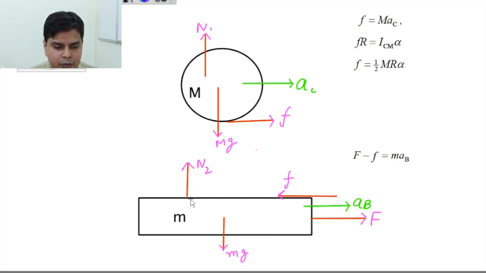Now coming to the equation of the block. What are the horizontal forces acting on the block? Capital F is the force acting in right direction. Small f is the force of friction acting in backward direction. So F minus small f is equal to m AB. So this is the equation of motion of the block in horizontal direction.